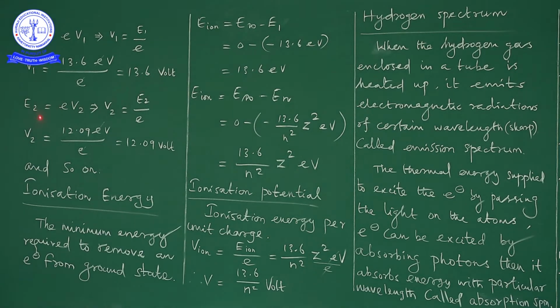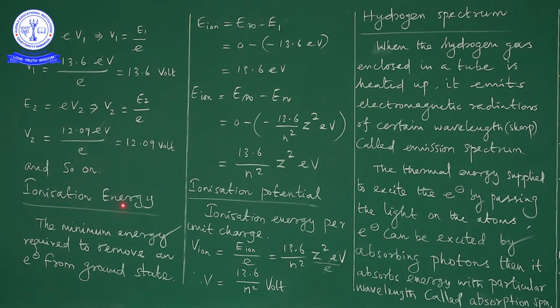Then move to E2. E2 is equal to e into V2. V2 is equal to E2 by e. So, the value of E2 is 12.09 electron volt divided by the charge of an electron e. So, e gets cancelled, and it becomes 12.09 volt. This is the second excitation potential. Then we can calculate V3, V4 like that.